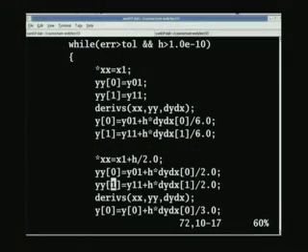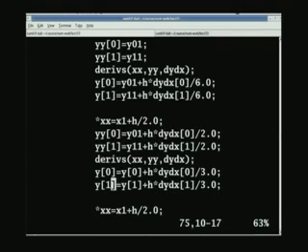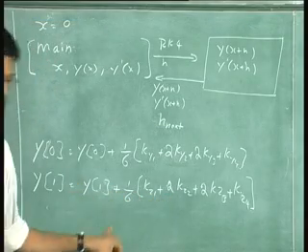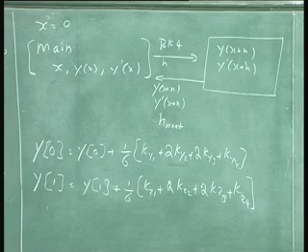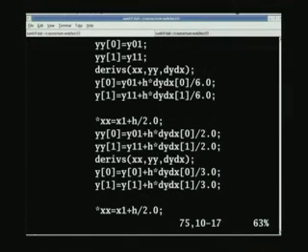Okay, so I updated my y0 and y1, and yy0 and yy1, and then I pass that into this function, and it will return dy/dx0 and dy/dx1. That will give me the derivative, and I use this equation and add this term to the y value, that is ky2 by 3 and kz2 by 3. So that's what I am doing here.